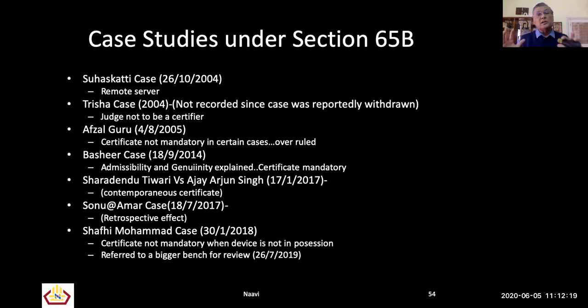So this Shafi Muhammad case would give rise to a lot of false and fake electronic evidence being presented in the court. So this particular judgment is now under review. I hope the review bench will take the appropriate decision. It has not yet come out, it may come anytime. The appropriate decision is to say Section 65B is relevant. Without that, it is not possible to change the law or accept any electronic evidence.